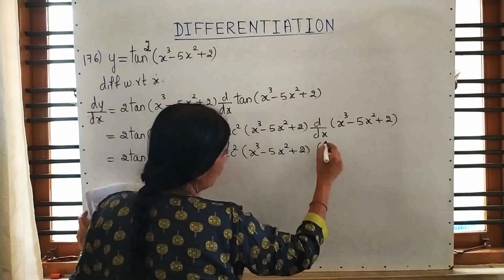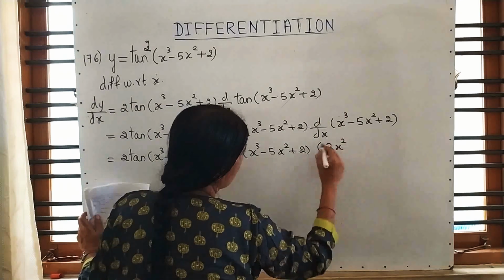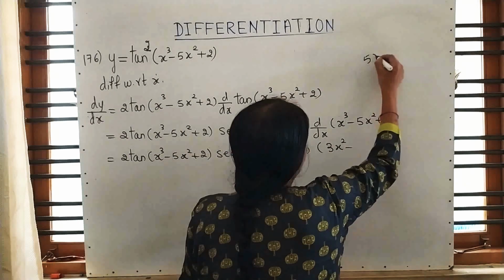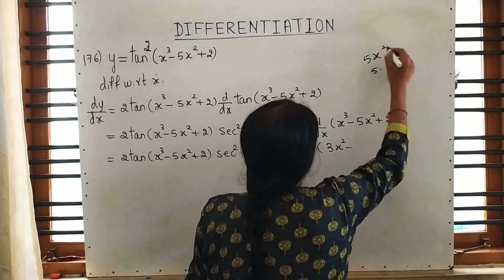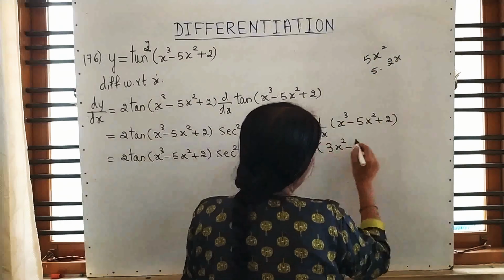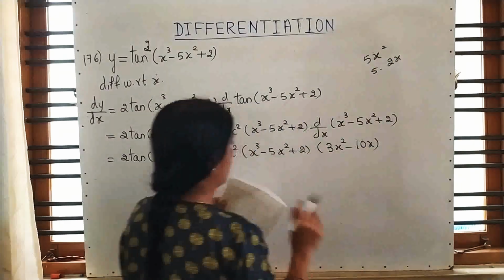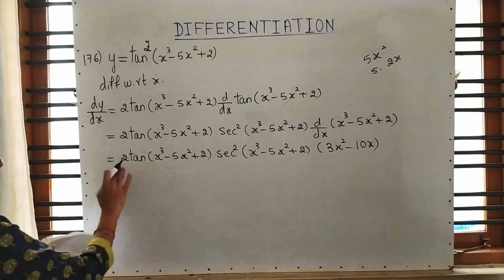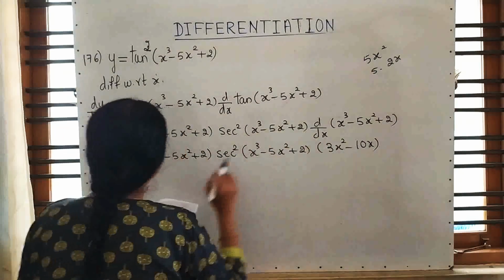2) into differentiation of x cube is 3x square, minus 5 as it is, differentiation of x square is 2x. When you multiply you will get 10x. This is the final answer. No need to write once again. If you want, you multiply this 2 with this bracket.